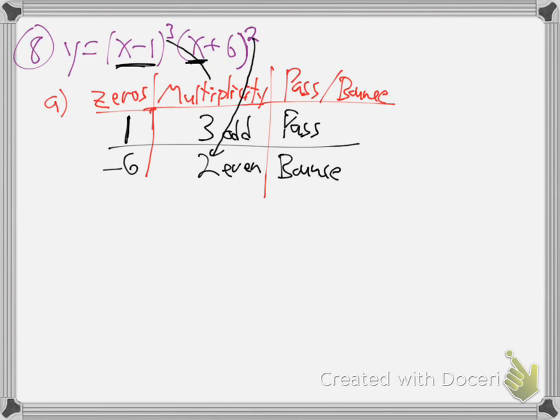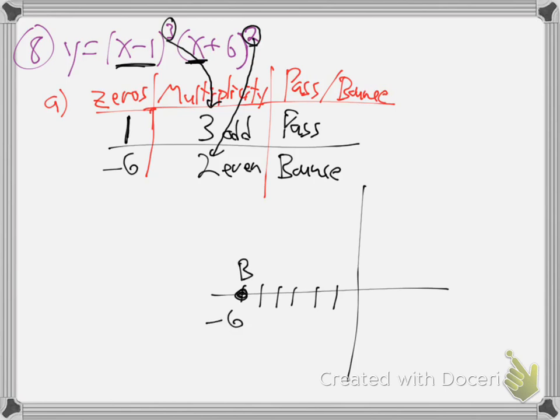Good? So the multiplicity is the power. And even bounces, odd passes through. Like the x cubed is odd, passes through. The x squared is even, bounces. Okay, so now let's go to the graph. Right there at negative 6, we've got a bounce place. And at positive 1, we got the other 0. And that one's a passer through.